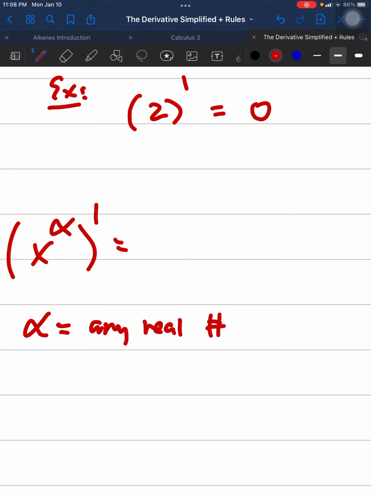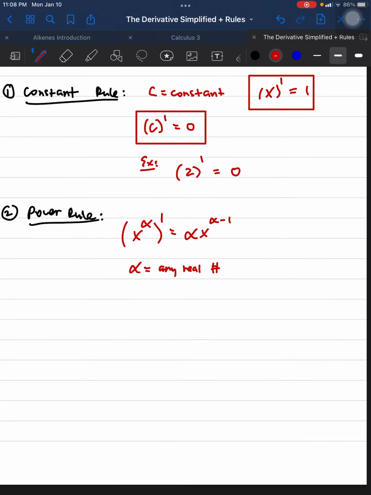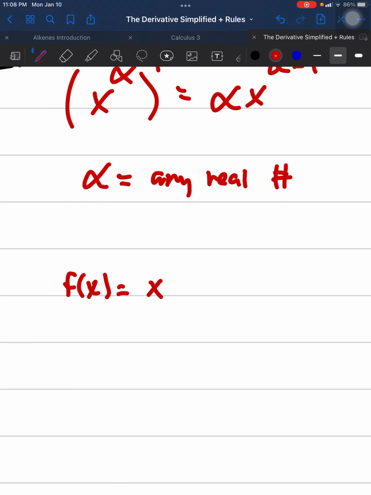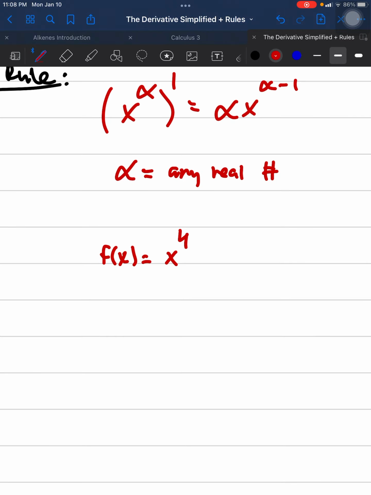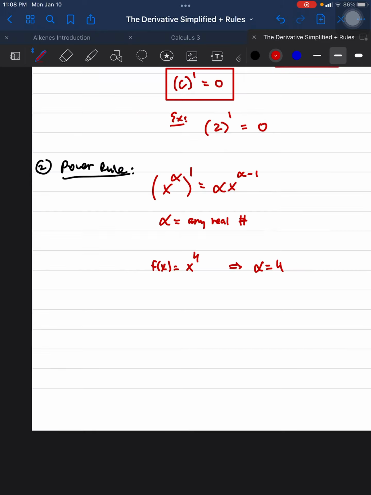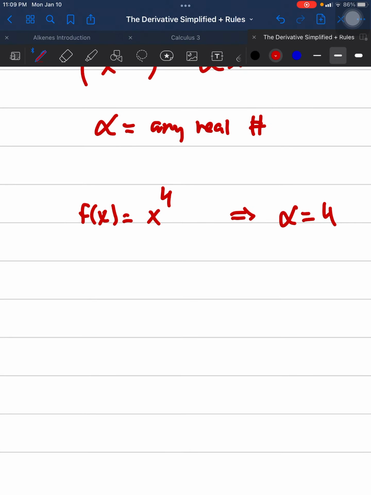Whenever you take the derivative of x to alpha, the alpha actually becomes a coefficient of the x, and the power of alpha is subtracted by 1. So I'll give you an example. Say we have the function f of x is equal to x to the 4th. So in this case, alpha is equal to 4.